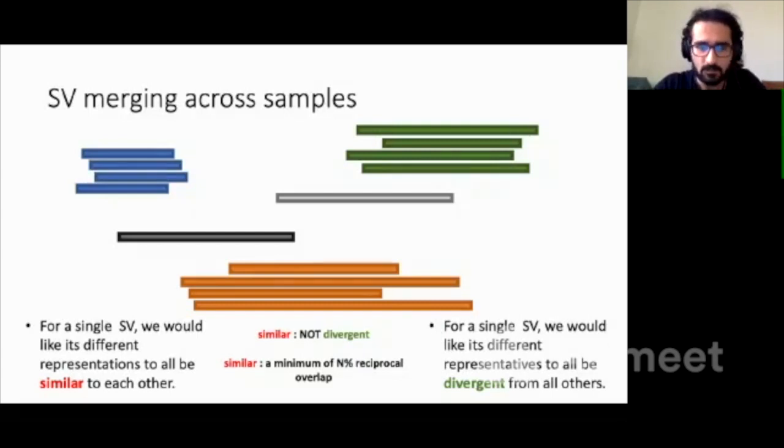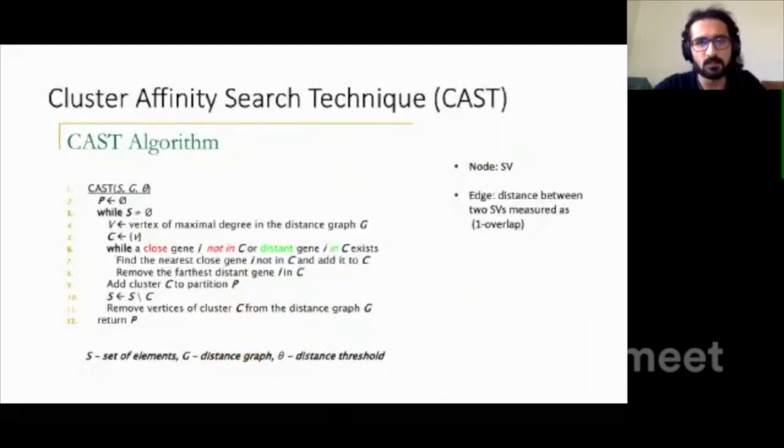So there is a simple algorithm that can achieve these conditions for us. It's called CAST, Cluster Affinity Search Technique, where we form a graph where each node represents an SV and an edge represents the distance between two SVs, measured as 1 minus the overlap rate, the minimum of the two. And here the idea is quite simple.